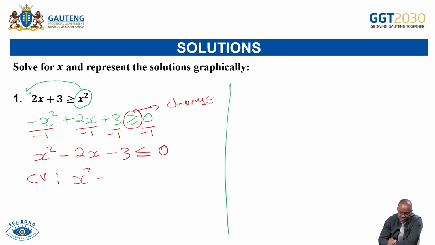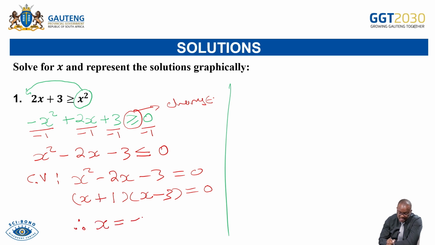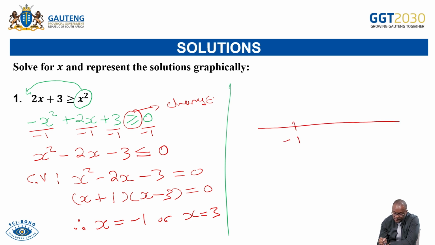So it's x squared minus 2x minus 3 is equal to 0. So now we are going to factorize. So we're going to have x and x. The factors of 3 that can give you 2 are 1 and 3. So it's going to be negative 3 plus 1. Therefore, x in this case will be negative 1 or x will be 3. So when we deal with it graphically, it will be negative 1 and 3.